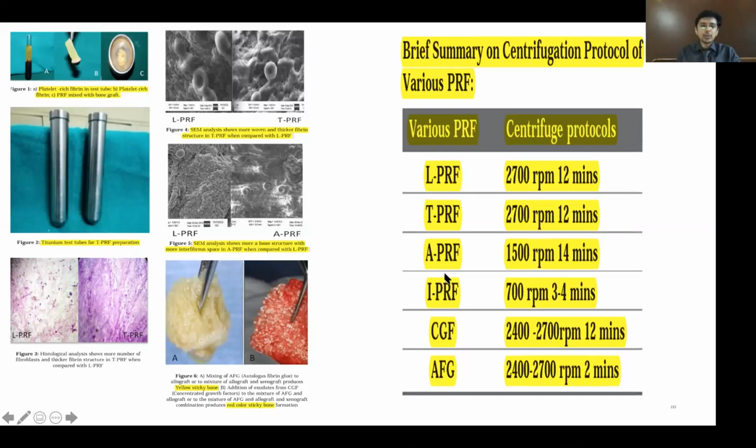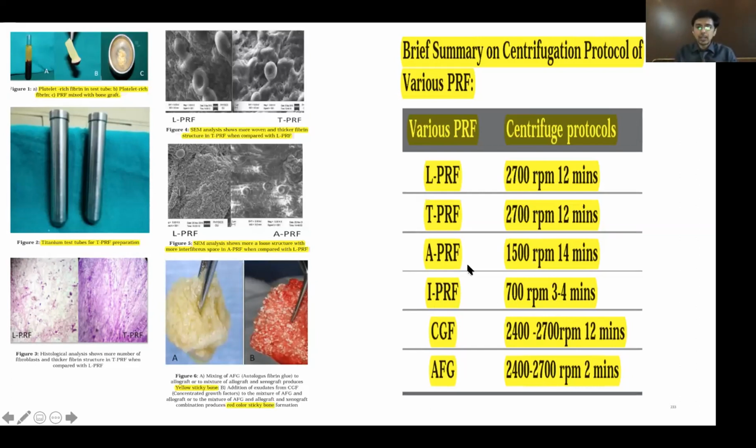Second PRF which you can use is IPRF or injectable PRF, also known as sticky bone. This is basically 700 rpm at 3 to 4 minutes, meaning instead of the blood clot, what we end up getting basically is a thin, dense liquid sort of a thing.